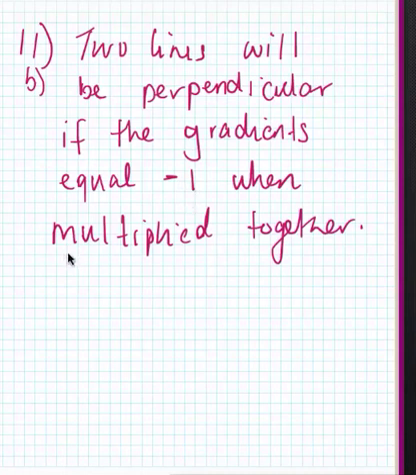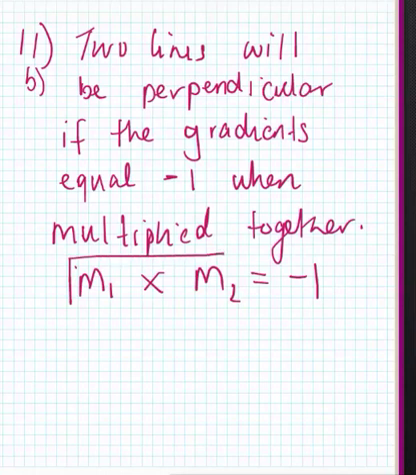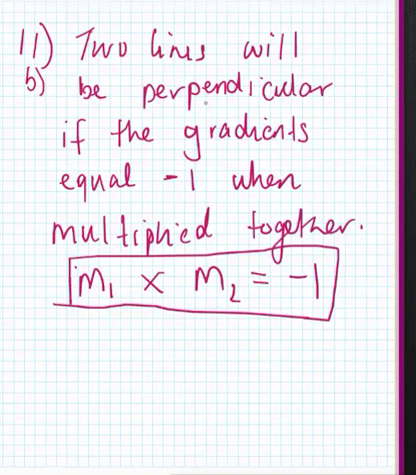Okay, so a formula we can use is simply saying gradient 1 times gradient 2. So we're multiplying two gradients, and it will have to equal -1 if they are perpendicular. So you can just write this formula down to state that you understand what you're doing, and this sums up this sentence here. So we're going to get our two equations.